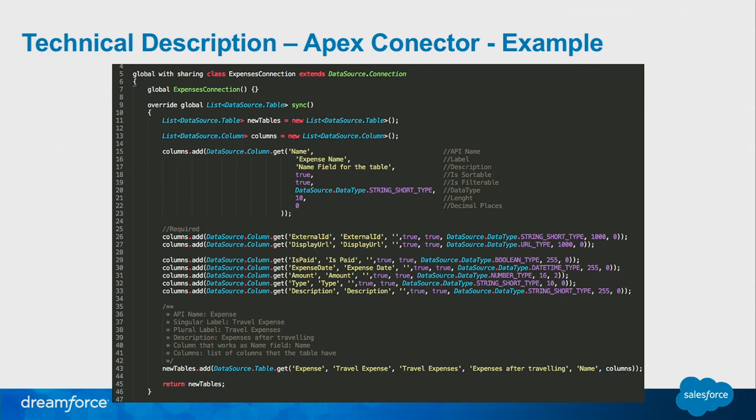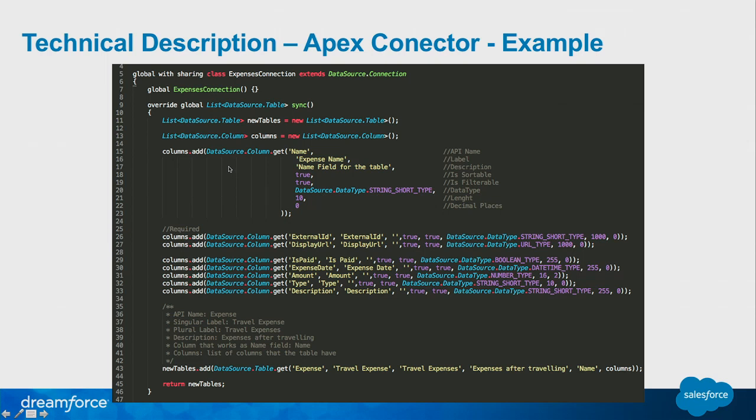This example is based on something that we have to do after Dreamforce, entering our business expenses when we come back home. So for that, we have, first of all, our class ExpenseConnection that extends DataSource.Connection. And we have the first method, the sync. In this method, we create the table and the fields.